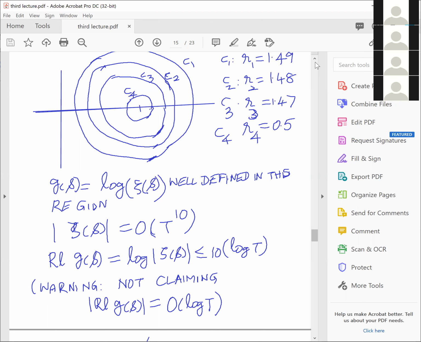The very fact that I know that zeta s is not equal to zero is not sufficient for me, because zeta s may not be zero, but still can be too small, so that the real part, log mod zeta s, actually becomes negatively large. That's a warning for those people who might not have seen the so-called Borel-Caratheodory inequality earlier. Therefore, I am not claiming this.